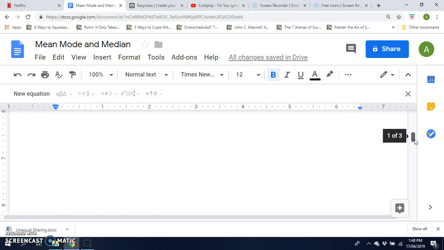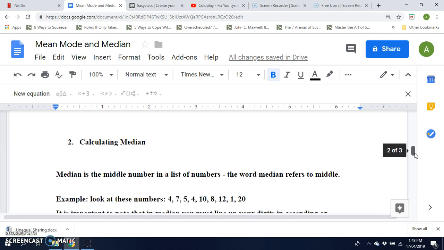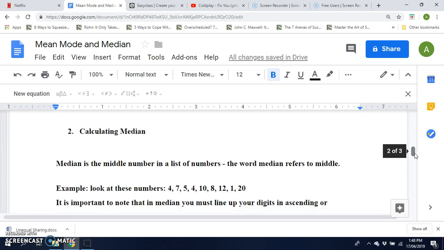In the same way, now we move to calculating median. Now, as I said, these documents you'll be given, so if you miss anything in reading, it's okay. You will see the reading as we go along.